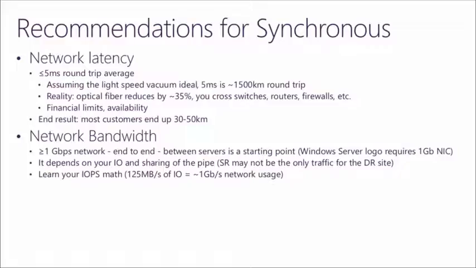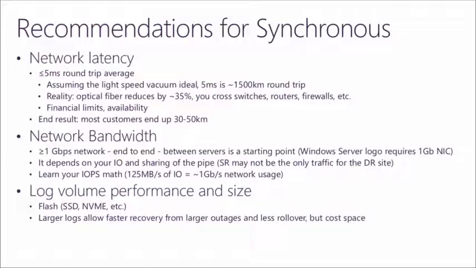And in terms of bandwidth, on a gigabit per second network end-to-end, that's what you're going to need, at least, as a minimum or higher. It depends on your I/O and sharing of the pipe, so you might not have a dedicated network for synchronous replication. And learn your I/Os. We're going to publish a lot more recommendations as we go forward at the next technical preview and beyond to help you understand just how much planning, effort, and infrastructure you need to make this a reality for you.